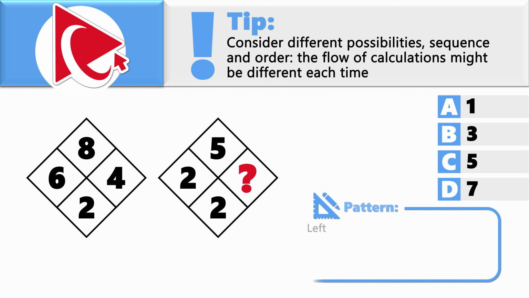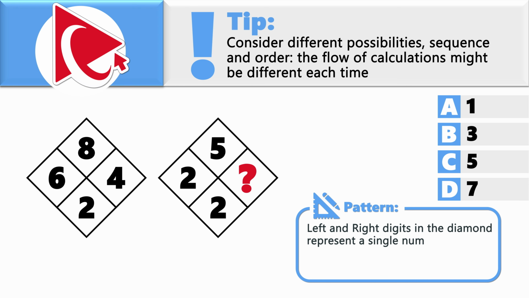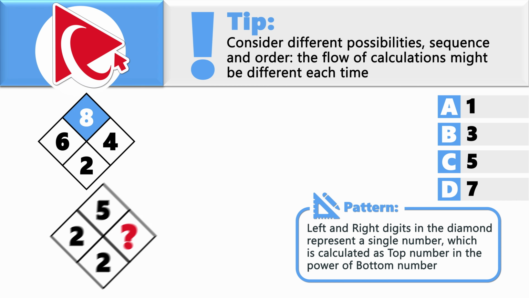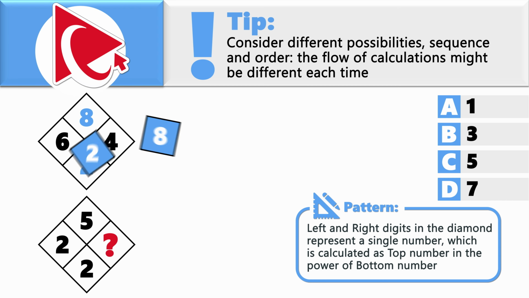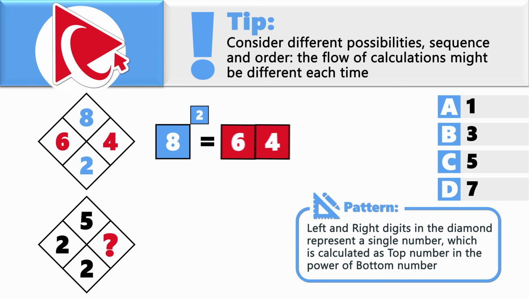The pattern here is that the left and the right digits in the diamond represent a single number, which is calculated as a top number in the power of the bottom number. Let's look at the example. For example, the top number in the left diamond is 8, and the bottom number is 2. 8 in the power of 2 is 64.